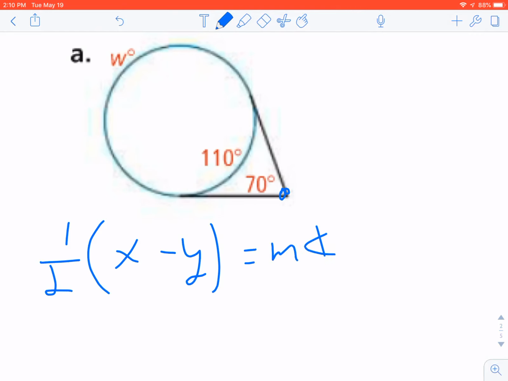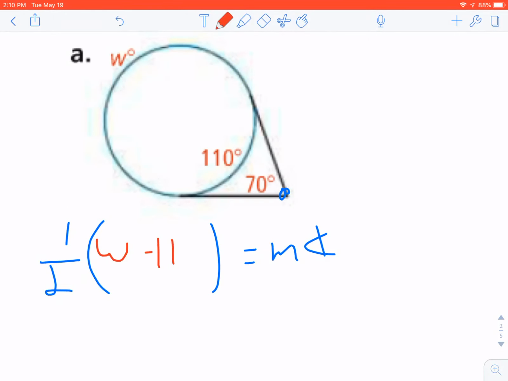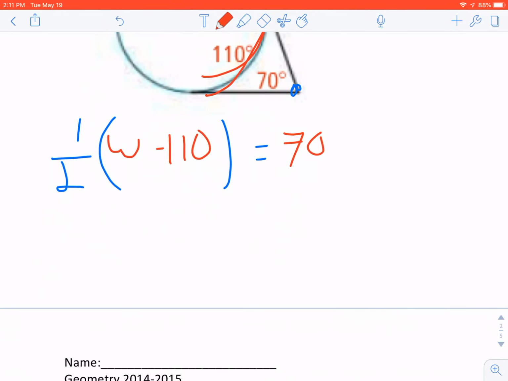Well, in this case, the bigger arc is my variable. So I'm going to leave x as x, or if you want to call it w, we can do that too, minus my 110, because that is the smaller arc, is equal to the angle measurement, in this case, of 70. Again, I would not distribute the 1/2. You can, but I think it's easier to simply multiply both sides by 2.